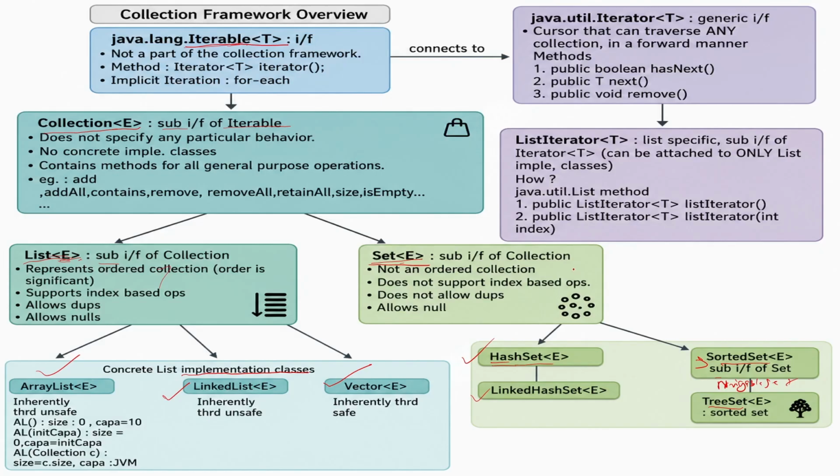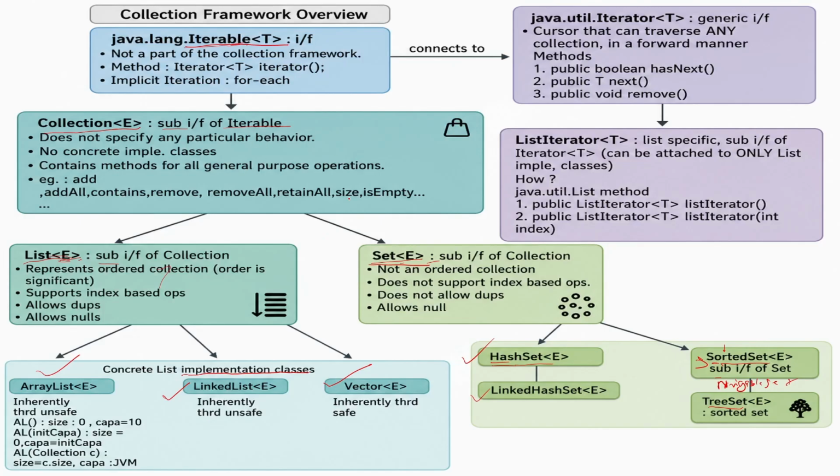And tree set is different. Tree set is the implementation class of the sorted set, and sorted set is the child interface of the set interface. So first fit this hierarchy in your mind, so that moving forward we will understand each one of them and know the functionality of each one, and you can fit those points in that particular hierarchy. So the hierarchy is clear, right?